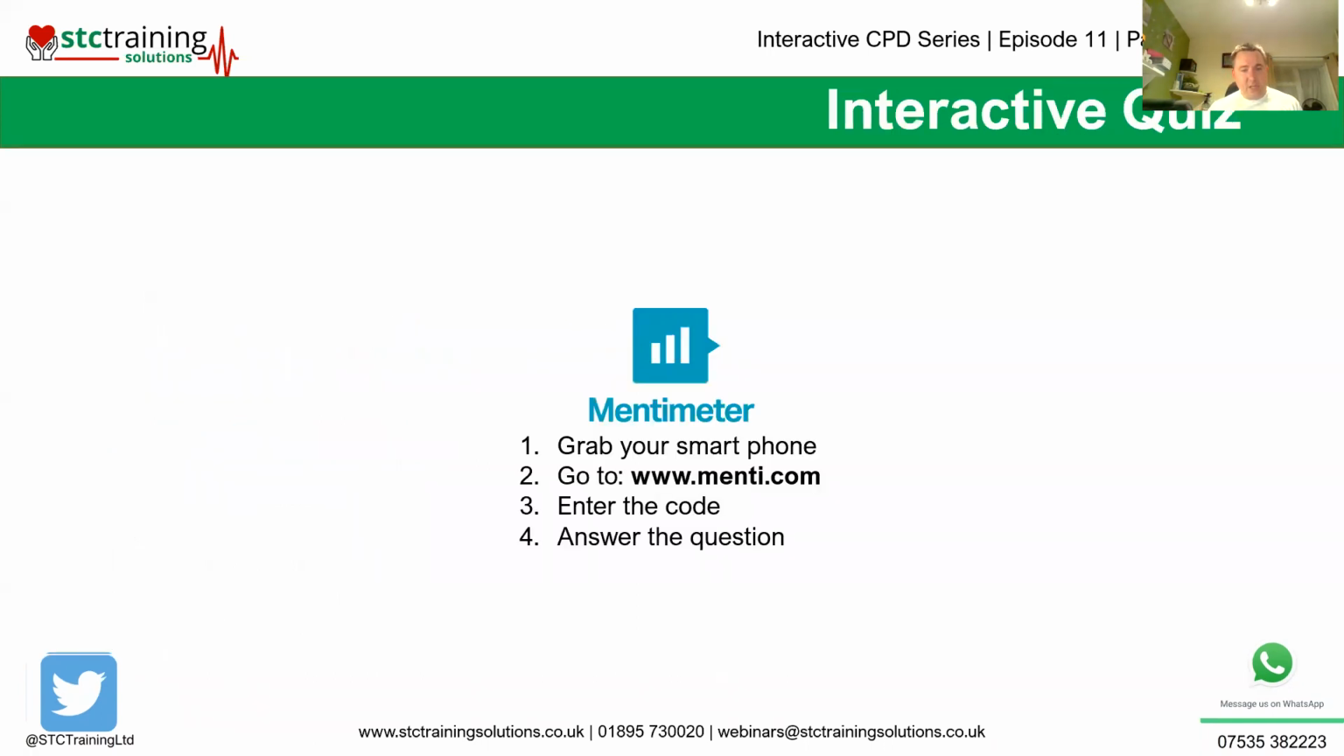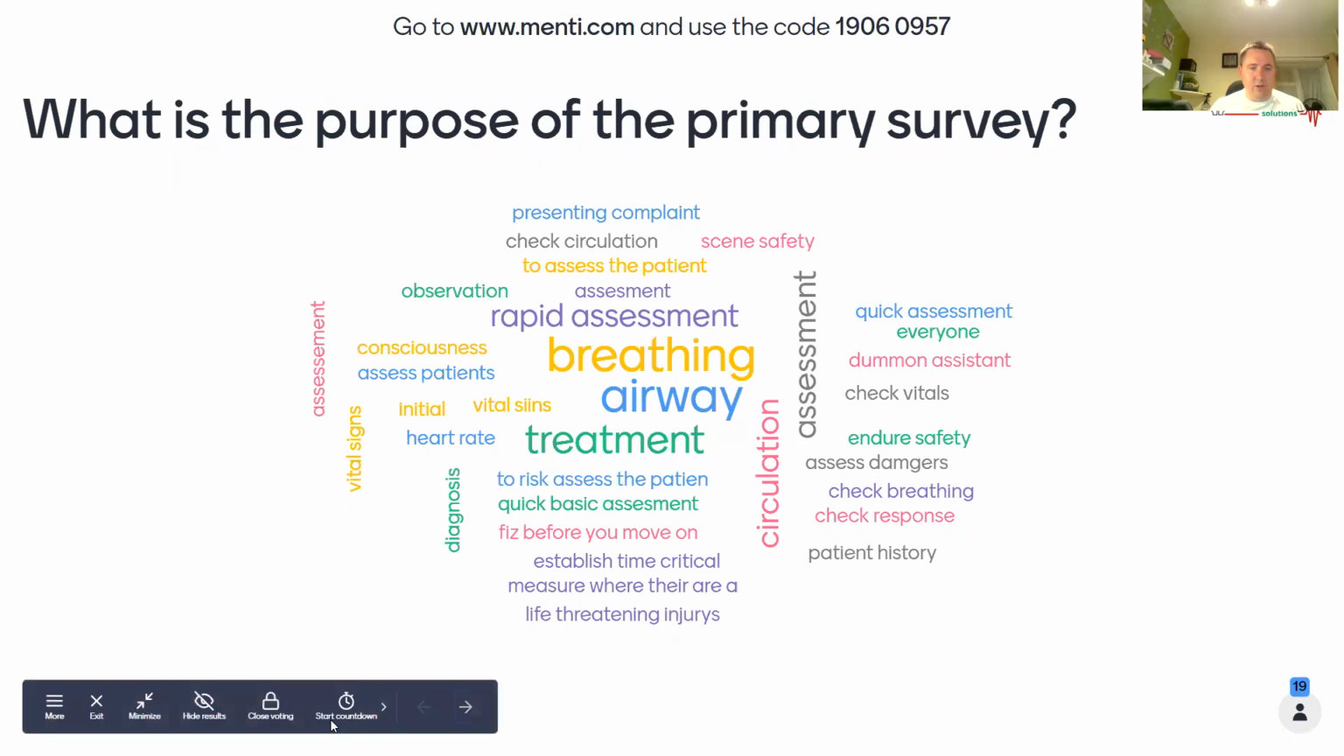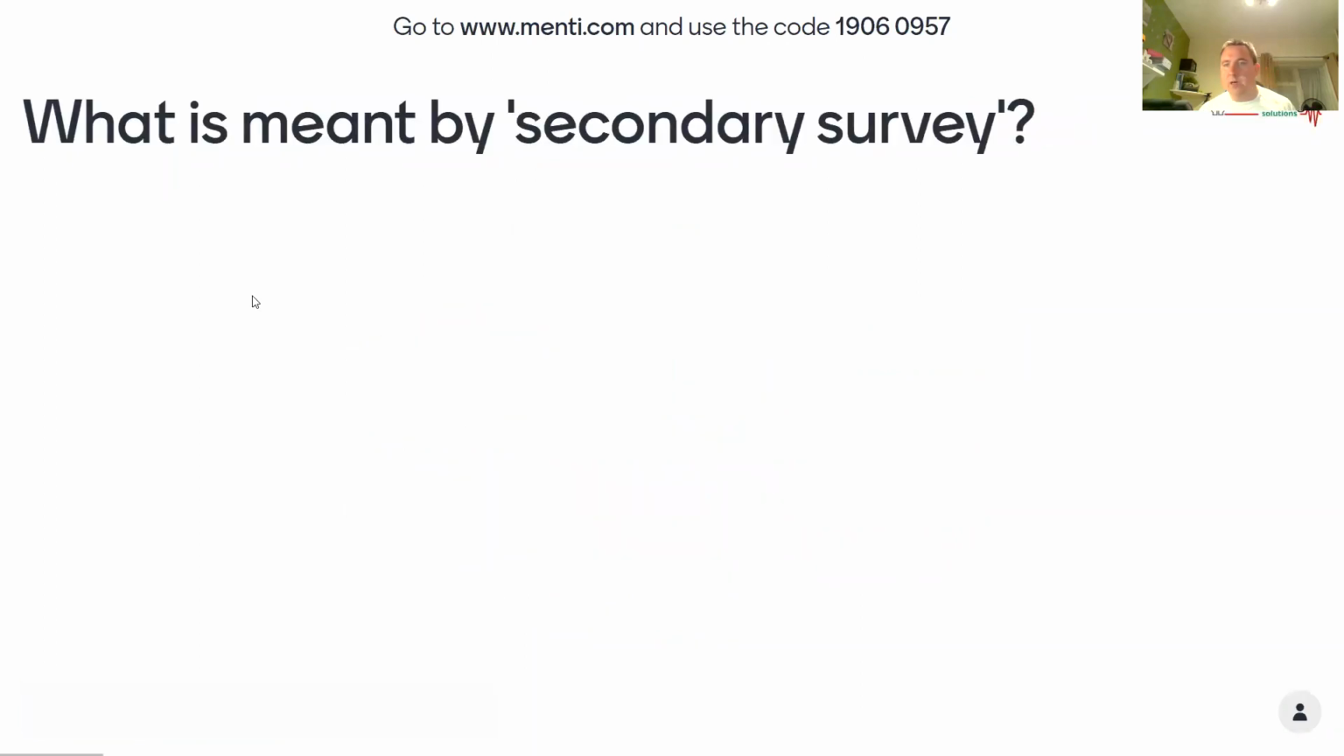So we're going back to Mentimeter. It's the same code again. So it's menti.com and then 1906 0957. The question now is going to ask you, what is meant by secondary survey? What do I mean by this term secondary survey? And again, you have up to 3 answers. So 41 of you on at the moment. So let's see at least 20 of you throw an answer up. You can have up to 3. What do we mean by secondary survey?